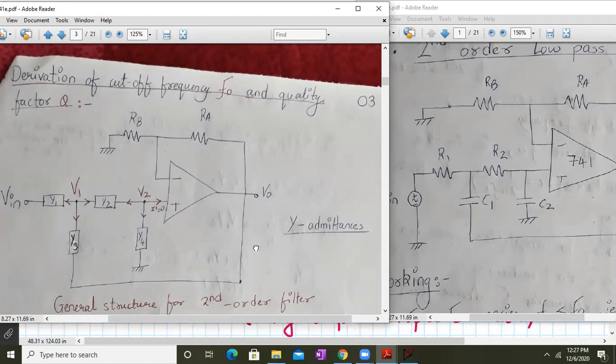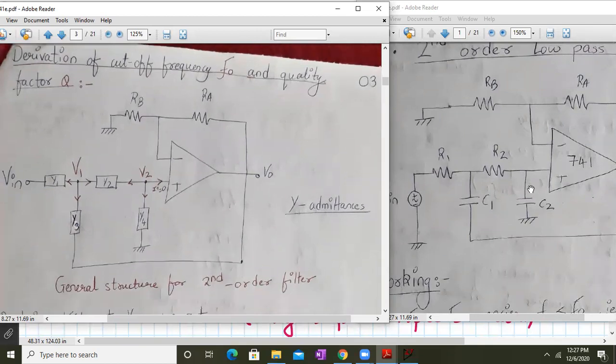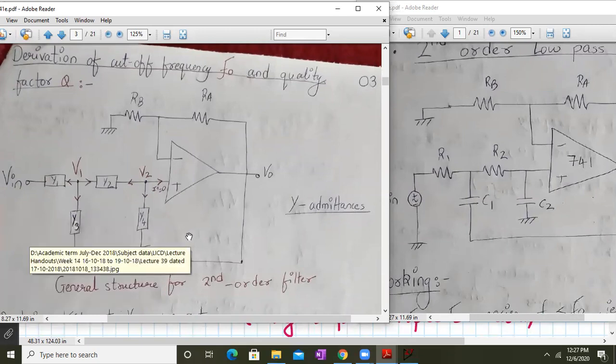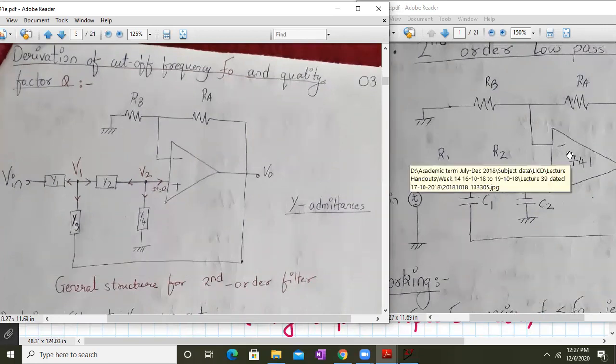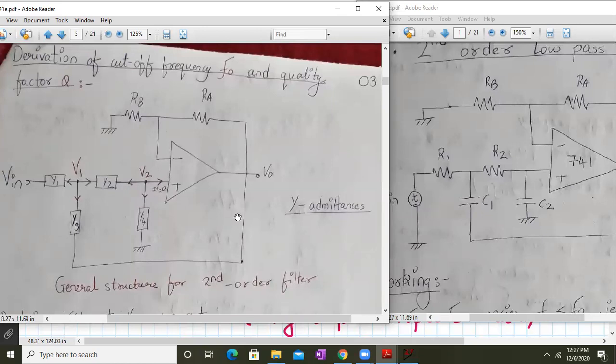So over here we have replaced these capacitive elements by admittances: Y1, Y2, Y3, and Y4, in place of the two resistors and two capacitors. That will be easier to analyze. So this is the general structure for a second order filter. It can be a low pass filter or a high pass filter, but the general structure is derived over here.